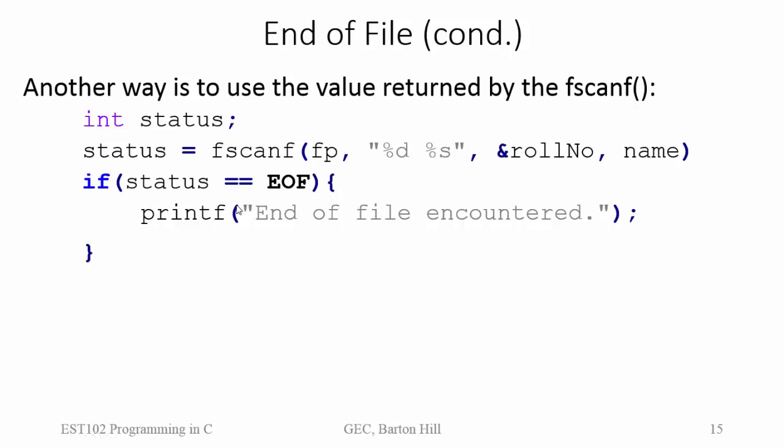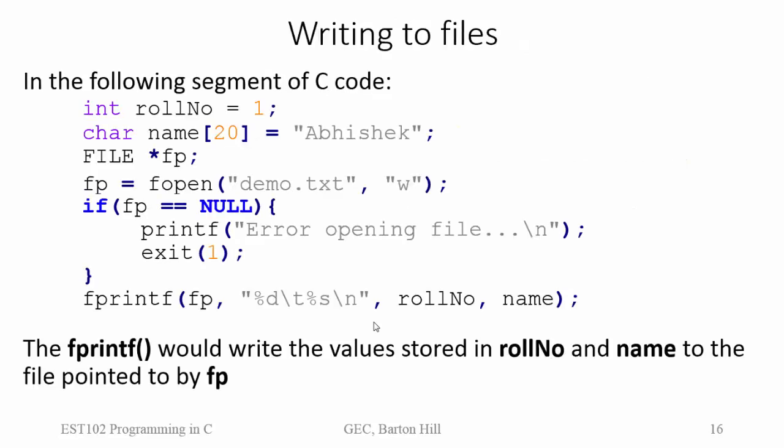So we have two methods, the function feof and the macro EOF. Using both we can check whether end of file has been reached or not. Using this we can read till all the content of the file is traversed. Okay, so now we will see how we can write to files.